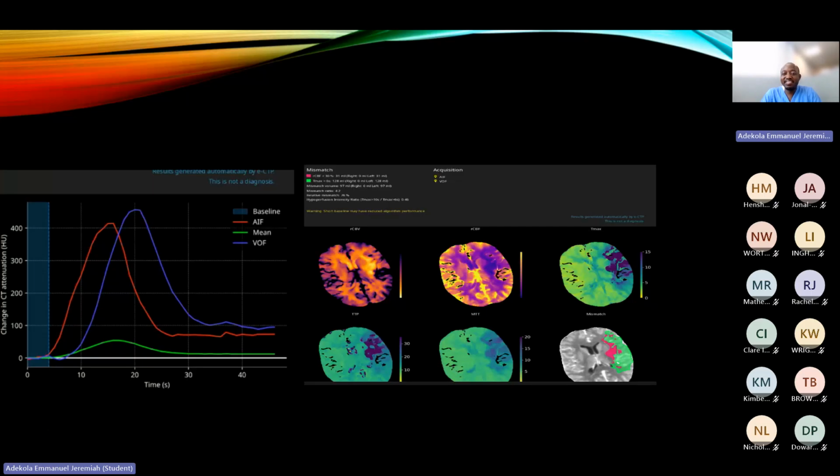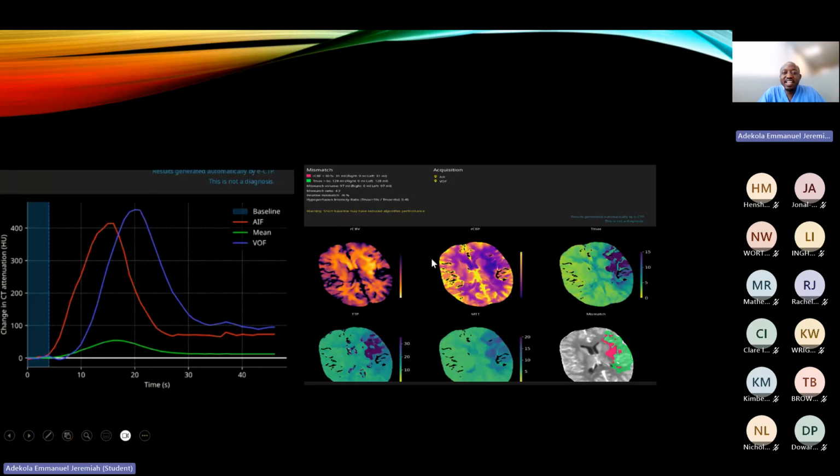Now, the AI has calculated for us the cerebral blood flow. Less than 30% is about 31 mL here. That's the core. And then the Tmax, which is a marker of the penumbra, is about 128 mL. When we calculate the mismatch volume, which will be the difference between both, it is 97 mL, and the mismatch ratio is 4.2.